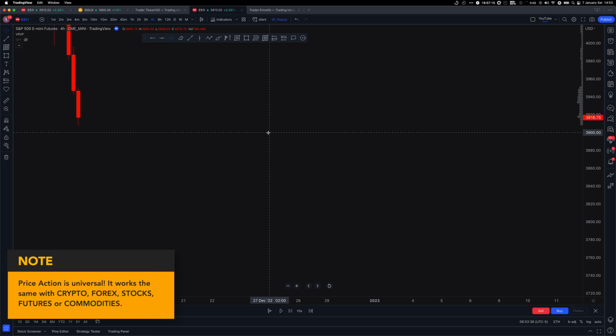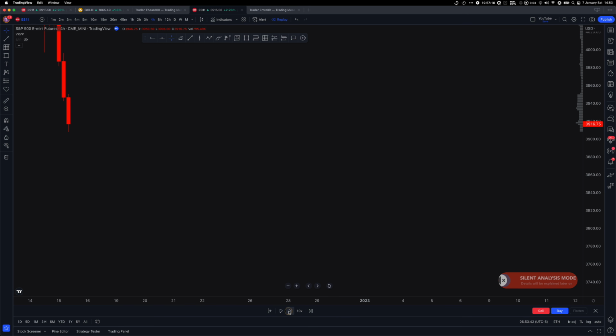Let's start with the S&P 500 futures. So you can see, price action just works everywhere, whatever you trade: crypto, forex, stocks, futures. Let me play it a bit and later on I'll comment on it.